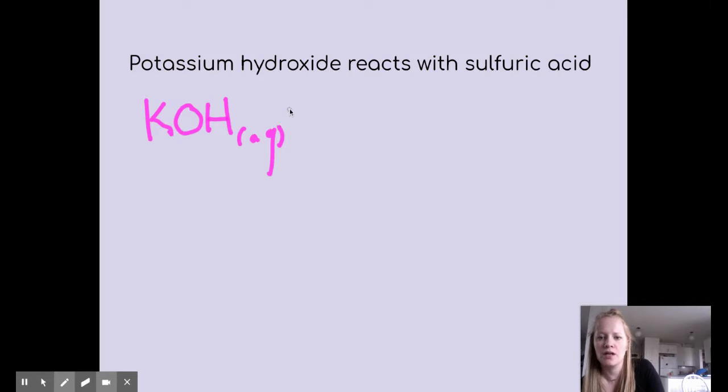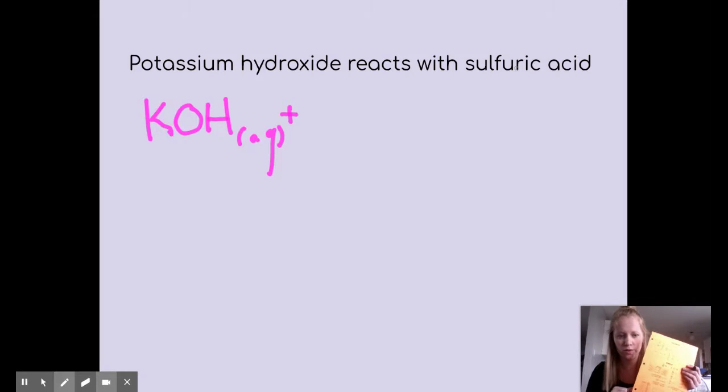Okay, it reacts with sulfuric acid. So this is where our acid naming comes into play. If you're wanting some more help with that, let me know. I can do a quick recap mini lesson if you're needing it. No harm in asking. Nobody else will know that you asked. I'll just post it to the whole classroom.